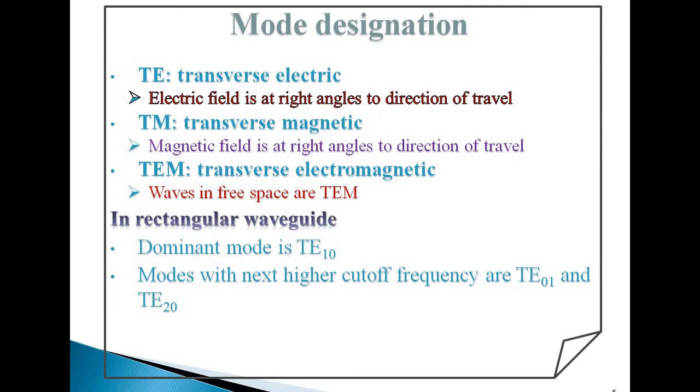Mode designation. TE defines transverse electric mode, where TM defines transverse magnetic mode. TEM means transverse electromagnetic mode. Whenever two or more modes have the same cutoff frequency, they are said to be degenerate modes. In a rectangular guide, the corresponding TE-MN and TM-MN modes are always degenerate. The dominant mode in a rectangular guide is the TE10 mode. Modes with the next higher cutoff frequency are TE01 and TE20.